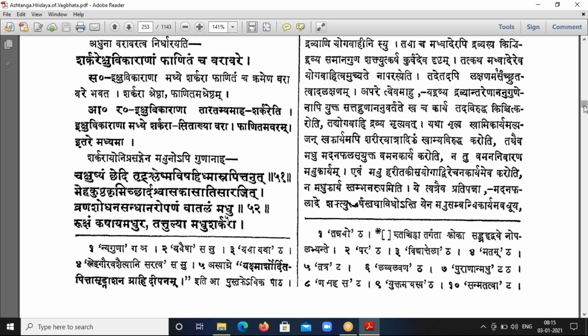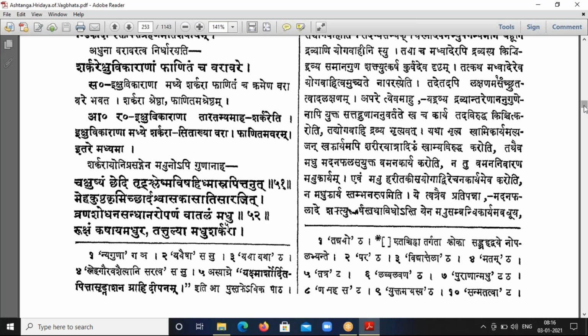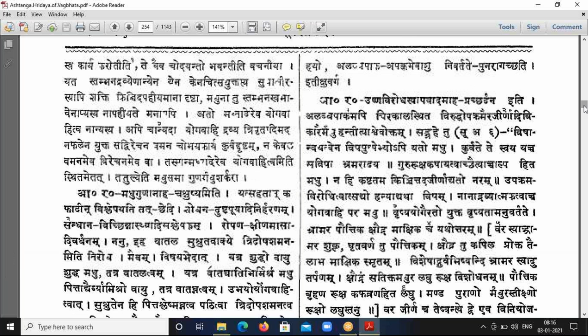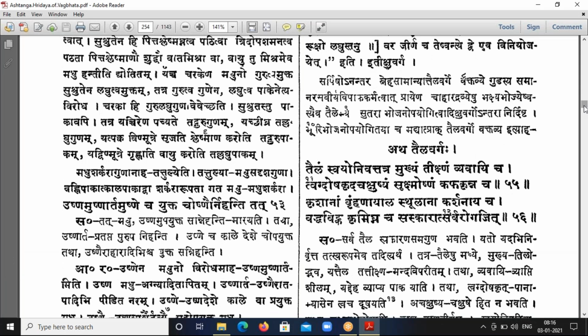Then, Ushnam Ushnartam Ushneja Yuktam Cha Ushnaihi Nihandi Tad Madhu. Ushnam Nihandi, Ushnartam Nihandi, Ushne Yuktam Nihandi, Ushnaihi Saha Yuktam Nihandi. Certain conditions. Ushnam Madhu Nihandi: it can be fatal to use hot honey. So you are not supposed to use honey heated. That never means that the honey should never be heated. Honey can be heated, and it is heated to reduce its water content. So it can be heated, but you should not consume it hot.